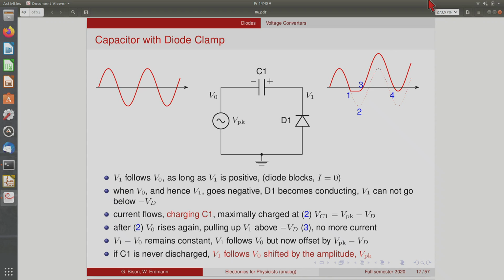Okay, so maybe it's helpful to look at this in another way. The circuit that we have here has the alternating voltage on one side, and a capacitor and the diode going back to ground.